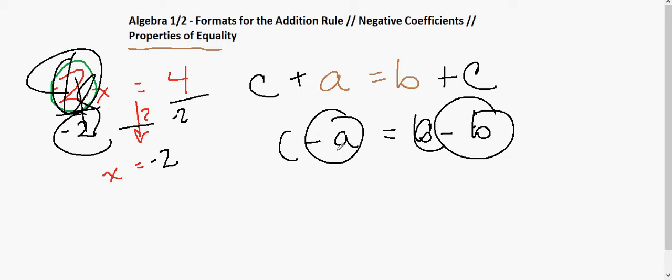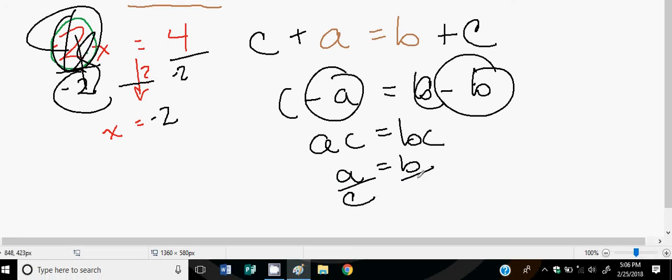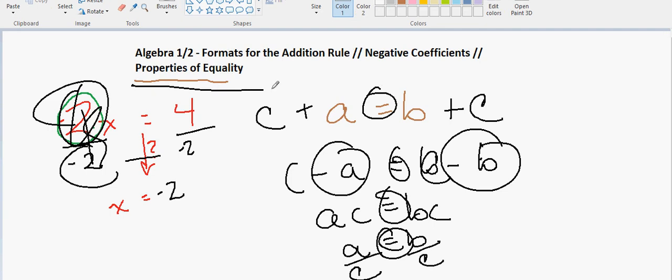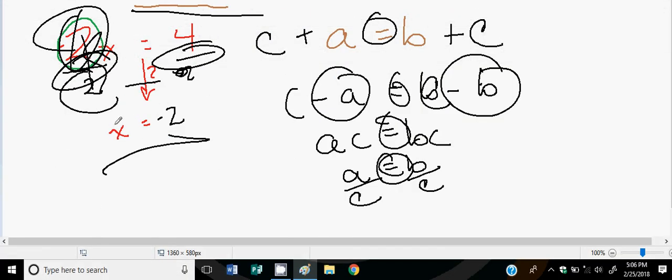Now multiplication property, we've learned AC is BC if A was B. And if A was B, I can also divide both sides by C. And it's still true. These are properties of equality, and today we learned a lot about the addition property of equality to solve. And then you use the division property of equality with a sign on the coefficient sometimes to get rid of that negative number on the left. Okay, do A through C.